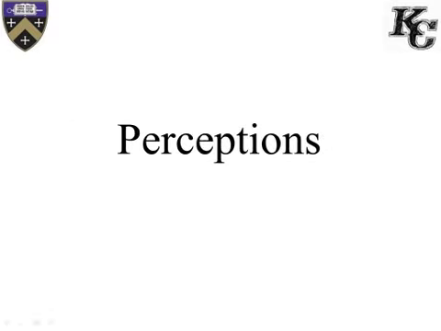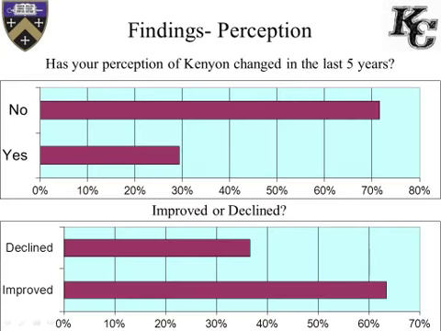But now to get into some of the details, starting with alumni perceptions. Here you see that alumni generally have a stable view of Kenyon, with over 70% saying their views have not changed in the last 5 years. When those views did change, of this under 30%, more often than not, they improved, roughly 2 to 1 that it became a more positive perception.